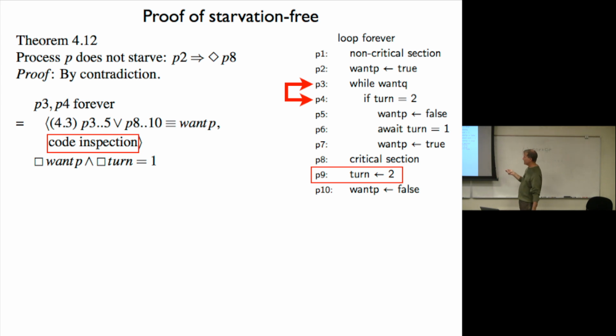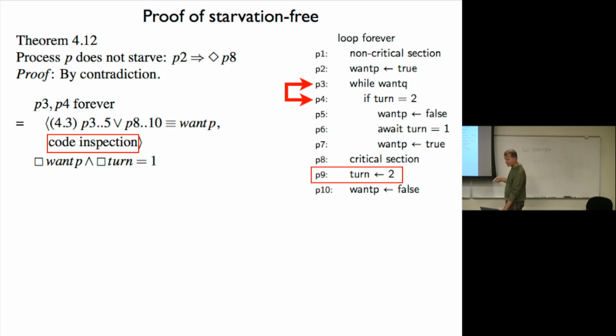So what I'm claiming then is that if that's looping forever, we have always want P and we have always turn equals 1. Now why do we have to have always turn equals 1? Because it's never getting past here. If this is looping forever, turn has to be 2, right? So turn is never 2 because the only place turn is set to 2 is here.